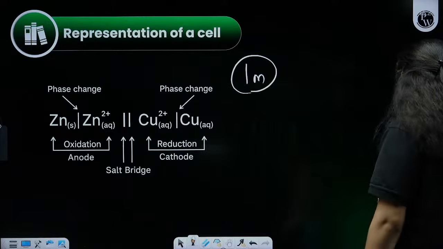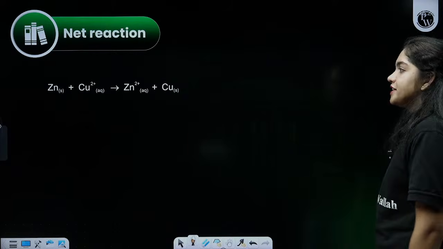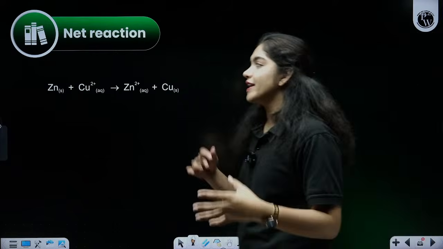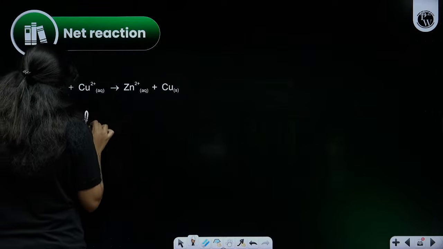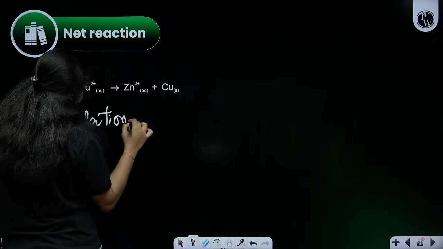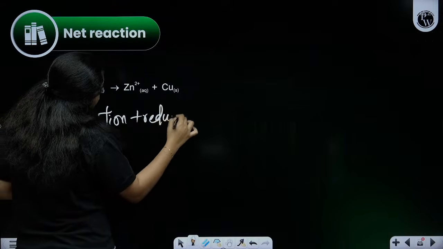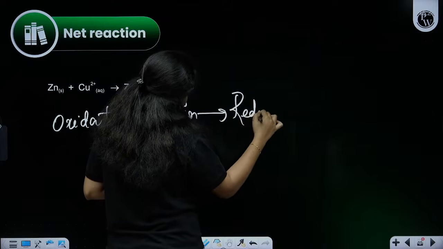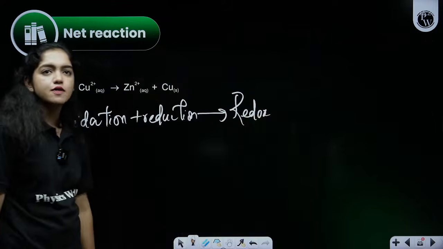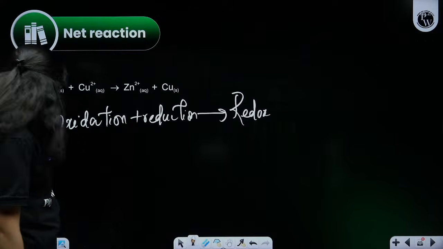Then we are going to the next one, net reaction. This also we discussed, how we will write the net reaction. Net reaction can be written as oxidation plus reduction. Oxidation half cell plus reduction half cell will form the total redox reaction.